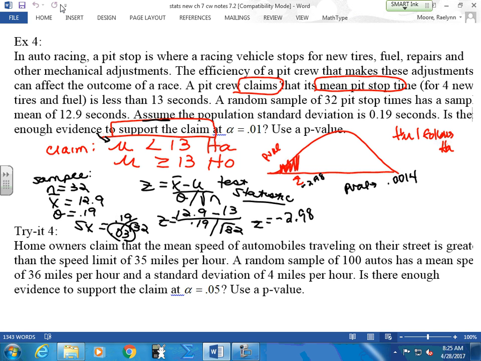Now, after all this work, I'm ready to test this claim. P-val, level of significance. Here's my level of significance right here. My p-val that we just found from our test statistic is 0.0014. My level of significance, 0.01. So I am going to fill this with zeros. Is 14 greater than or less than 100? Less than. So what is my decision? Good. Reject H0.